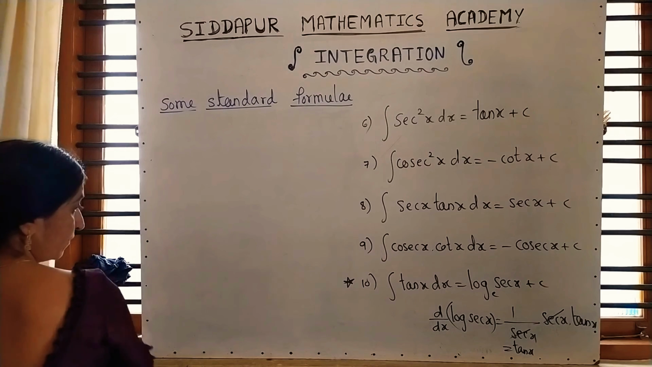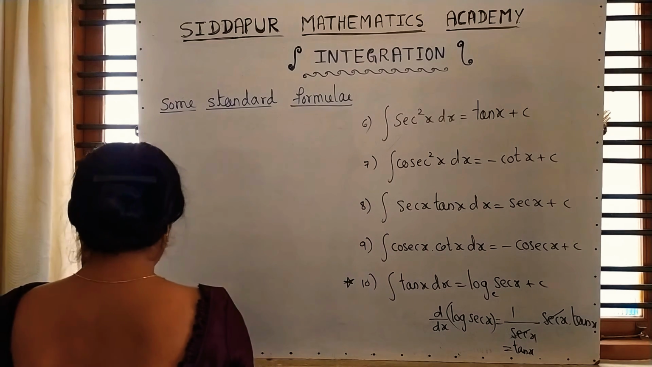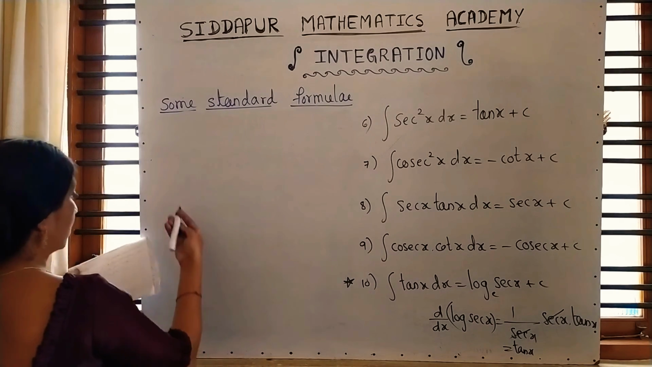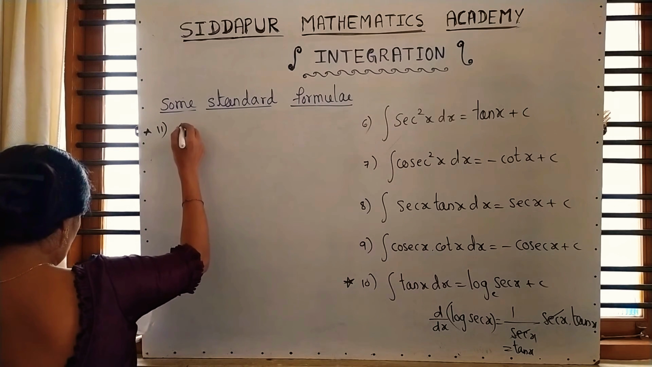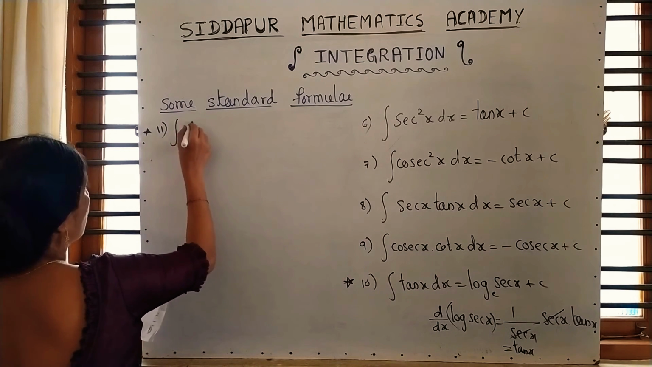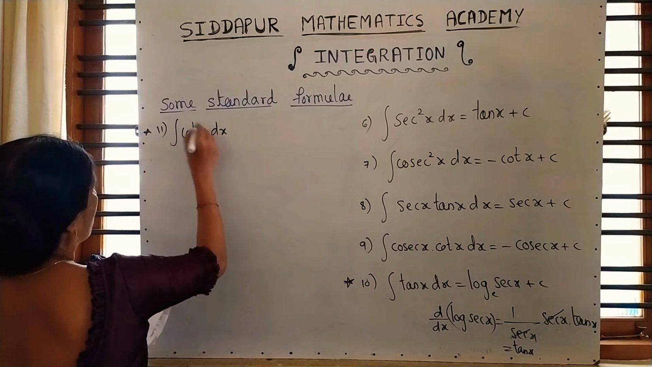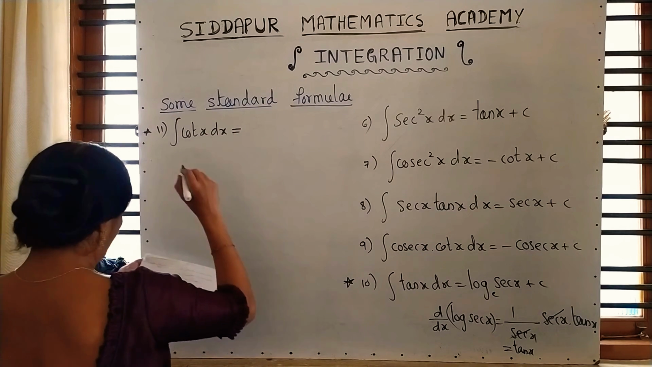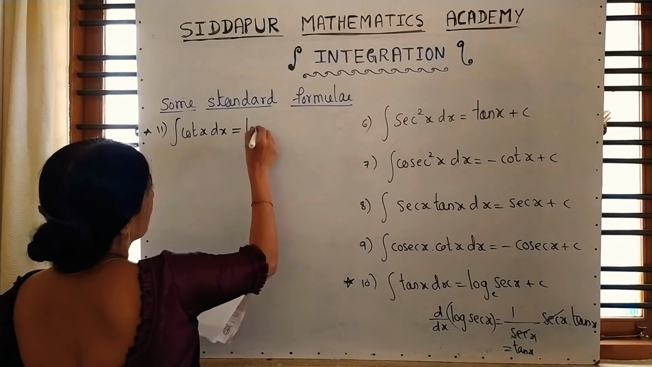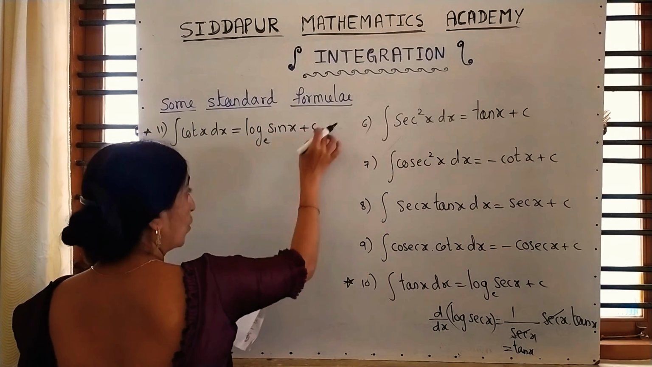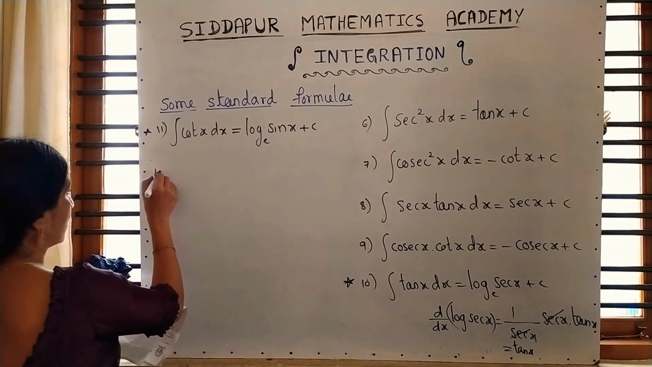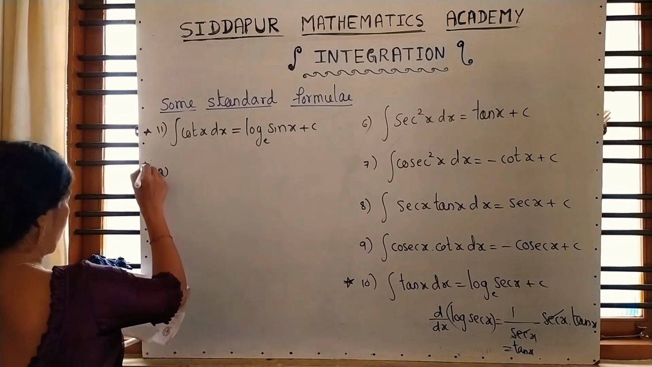Next. 11th also you have to mark. 10th, 11th also. Here also I am writing the star mark. 11th. Integration of cot x. And write that symbol correctly. Log of sin x. See, if you want, you differentiate this and check that answer. This is also star mark.